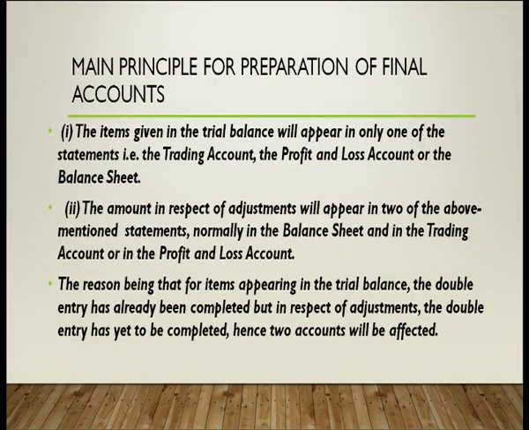The reason is that we follow the double entry principle. Now, if the items are coming from the trial balance, that principle has been fulfilled. But if we are talking of adjustments, we have to be a bit careful. We have to have the double entry completed. So, those adjustments have to be entered in at least two accounts, the balance sheet and the trading account, or the balance sheet and the profit and loss account.